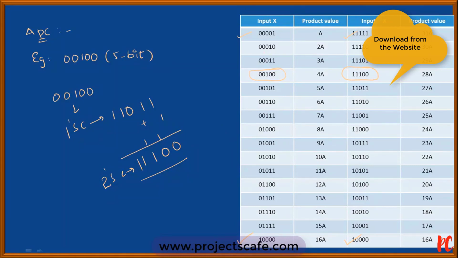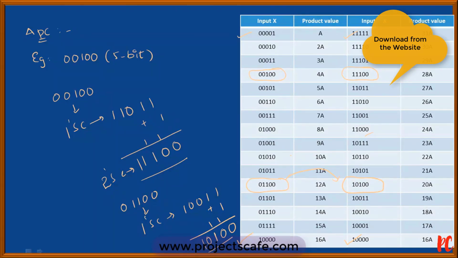You can observe here that for any input that you take, its 2's complement will be a replicate of this part. Let me take one more example, 01100. For this, the 1's complement will be 10011 plus 1, to make it a 2's complement, so the output is 10100.